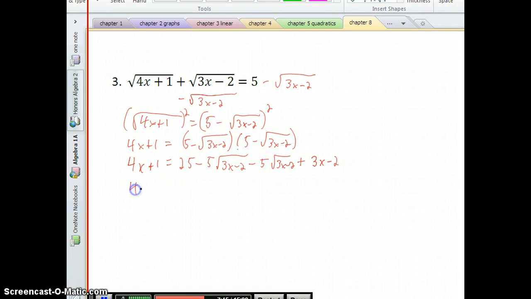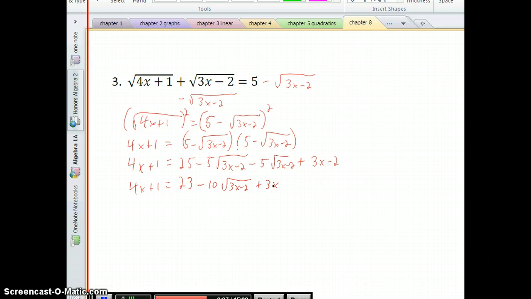So to simplify this, 25 stays the same. Well, actually, let me take that back. We can combine the 25 and the negative 2 at the end and get 23. Negative 5 and negative 5 gives us negative 10 square roots of 3x minus 2. And then we have plus 3x.